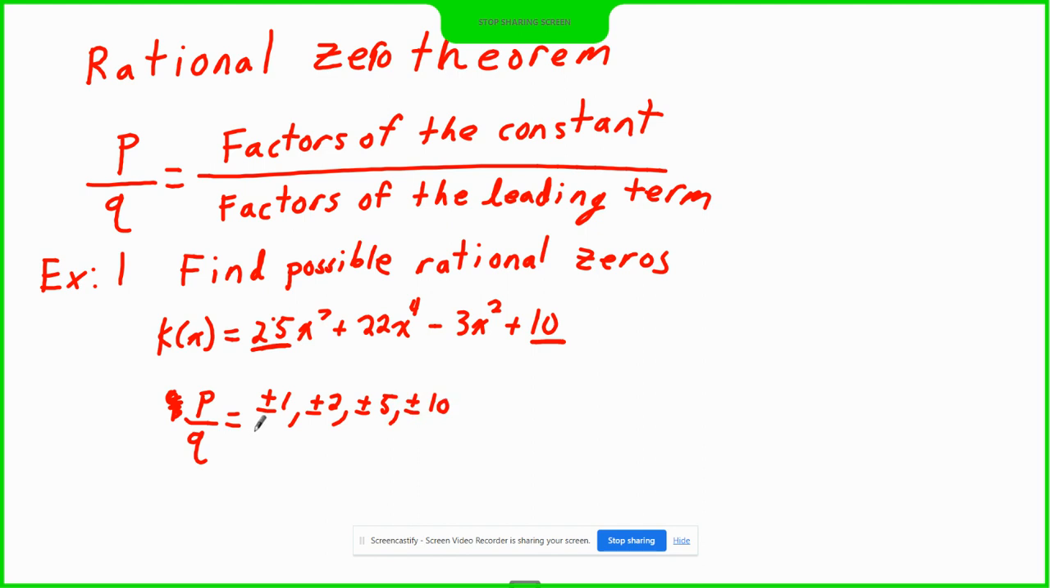So now let's look at our options on the denominator. I've got to do all of my factors of 25. Does 1 go into it? Yes, so plus or minus 1. Does 2, 3, 4, 5? Yes. So plus or minus 5.